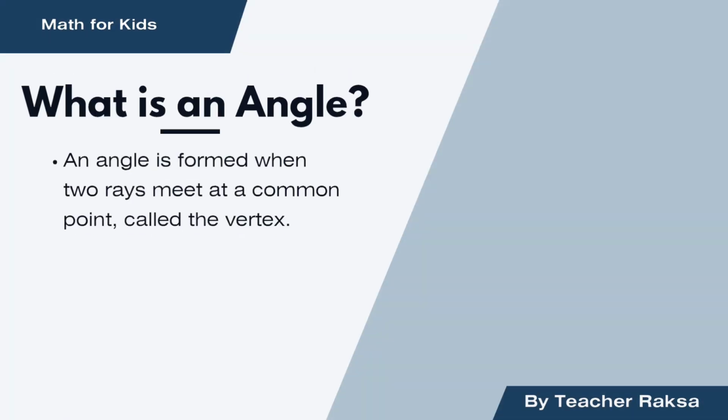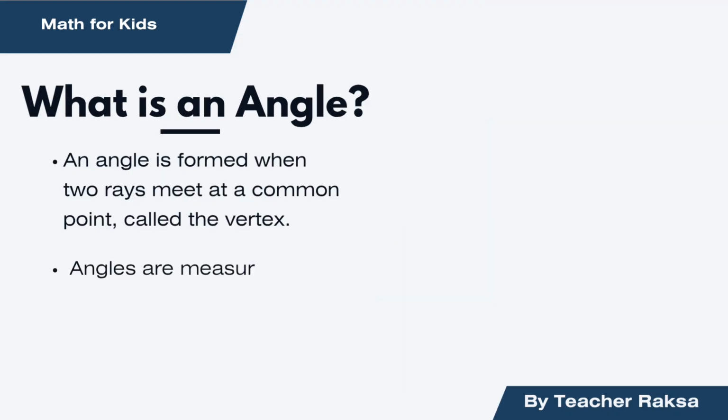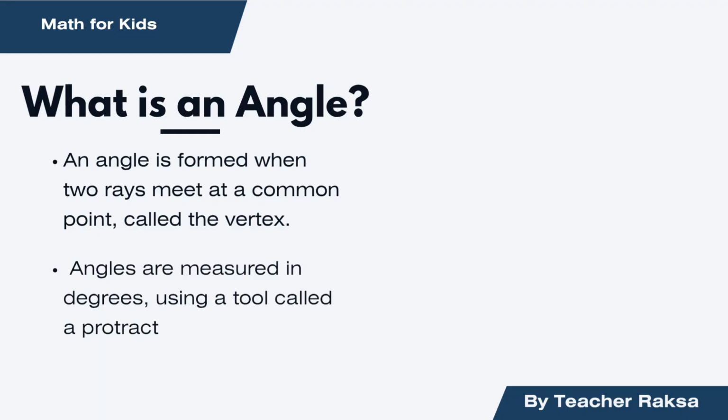First, let's understand what an angle is. An angle is formed when two rays meet at a common point, called the vertex. Angles are measured in degrees using a tool called a protractor.